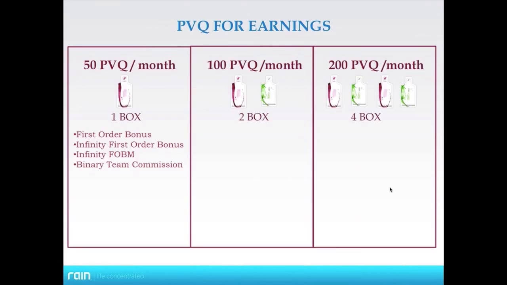When you have a 50 PVQ, meaning you have basically one box of SOL at the very minimum, you can get 1 box of core, that's 60 PV. That qualifies you as long as you have at least 50 PVQ per PV for yourself. You'll earn first order bonuses, the bonuses of the individuals that you have gone out and personally enrolled. You'll also receive the infinite components.